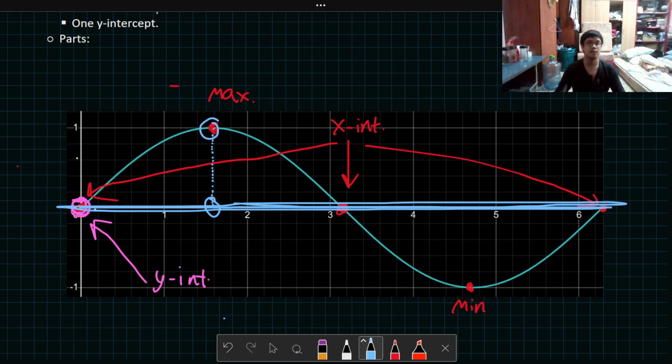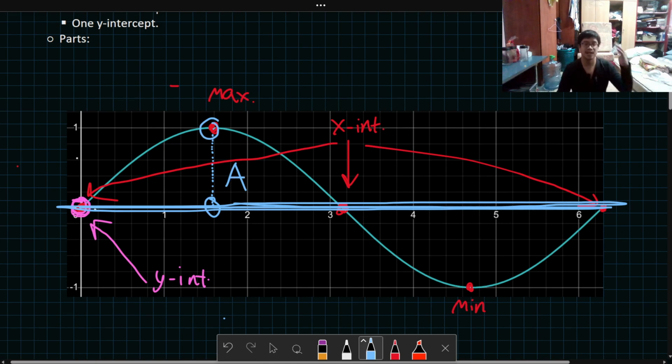So the distance between the maximum point and the middle part of the graph, that is basically your amplitude. Let me just put amplitude. And that's also the same thing if you want to find the distance between the minimum point and the middle part of the graph. That is also an amplitude. In fact, this is very important in graphing, so you need to know what amplitude is. All right, so what's next?